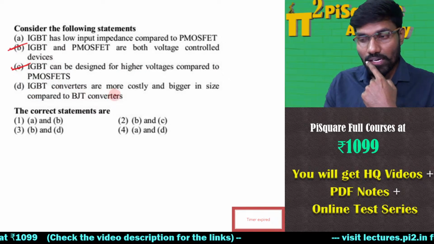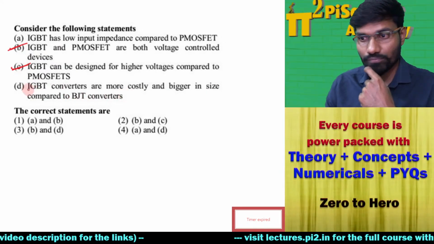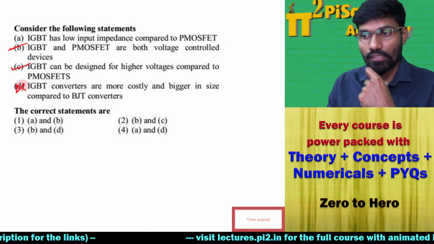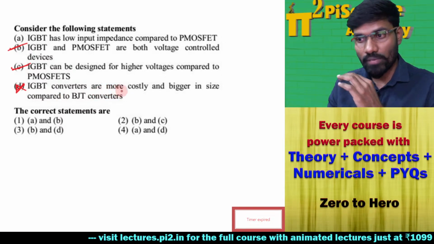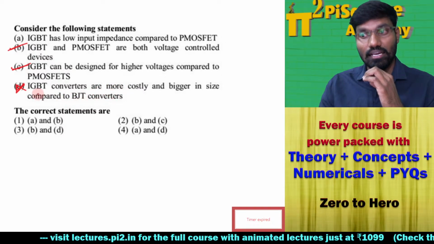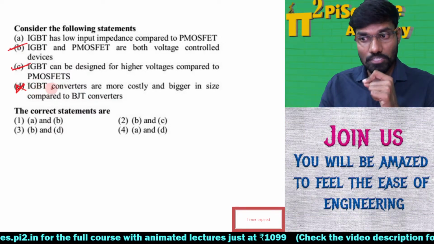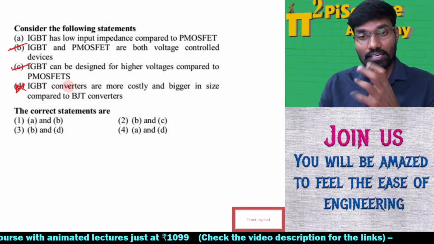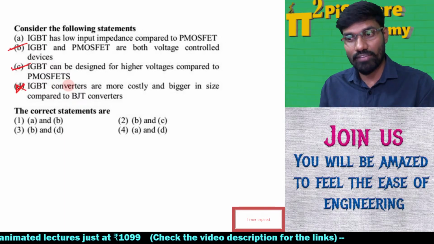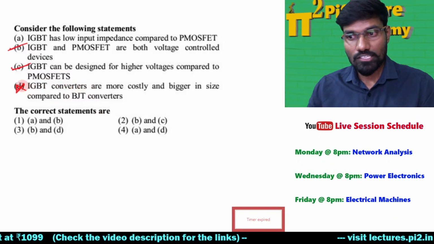IGBT converters are made costly and bigger in size compared to BJT converters. No, this is wrong. IGBT converters are not bigger in size and they have fewer losses, that's why we use them for high frequencies. And these have a heat sink. As losses are less, the heat sink size will also be less. So this is wrong.